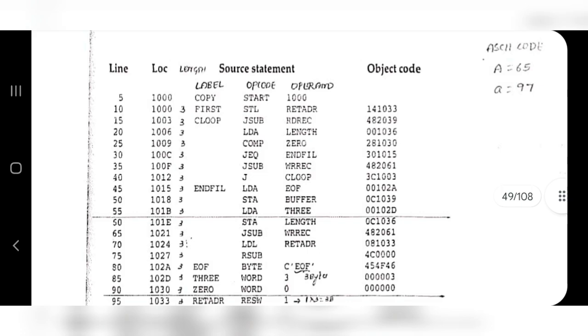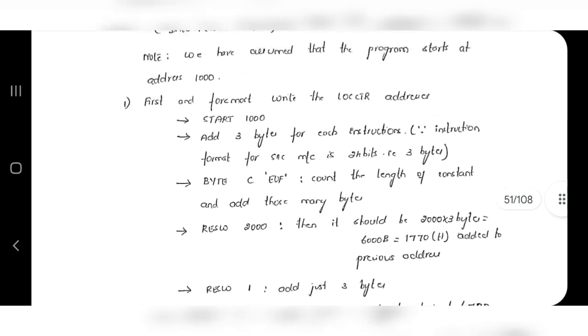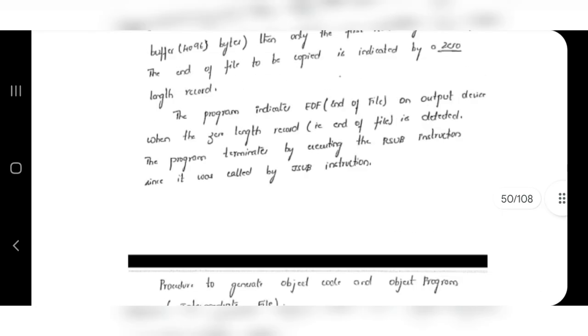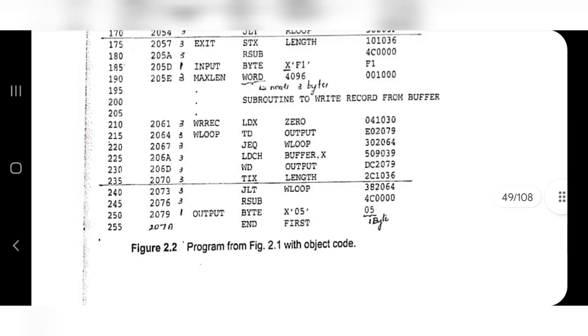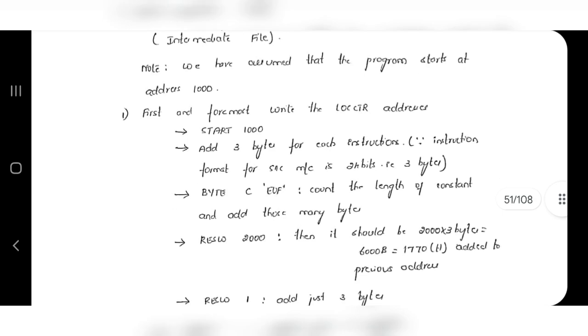We have to find out the location addresses. If I show you in the theory, what is written is that first and foremost you write the location counter values. Start with 1000 and add 3 bytes for each instruction. As we had done, we started from 1000, then 1003, and then moved on further. That's what we have done. We'll see one more thing at a later stage, but for now it's starting from 1000 and adding 3 bytes.